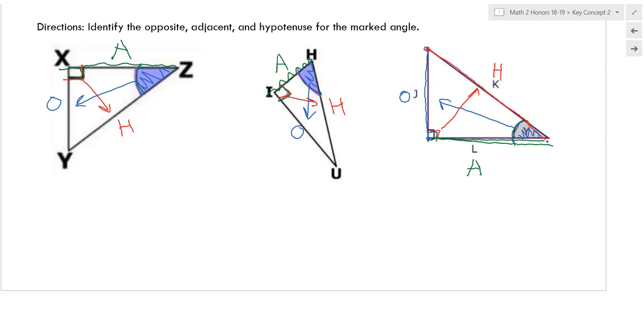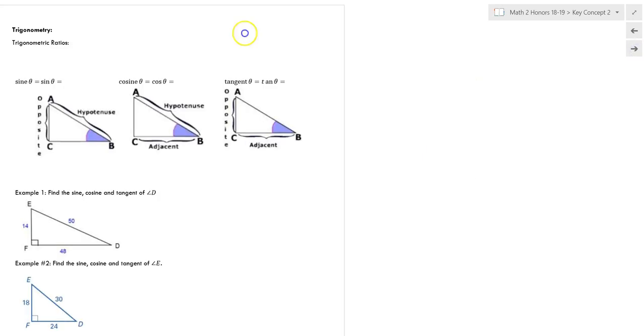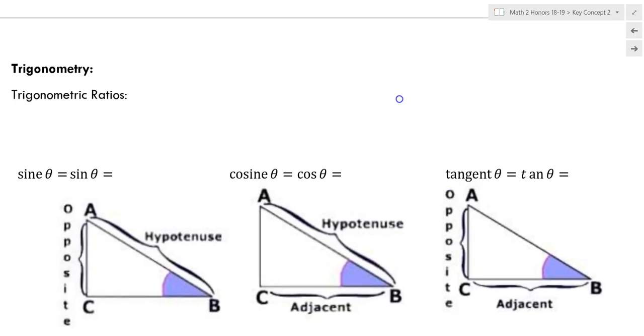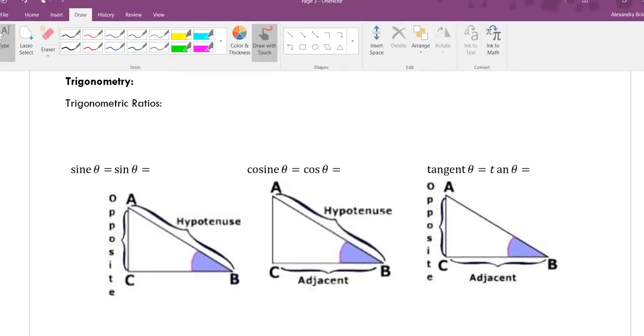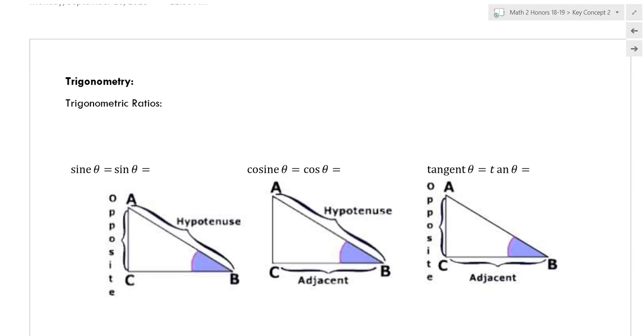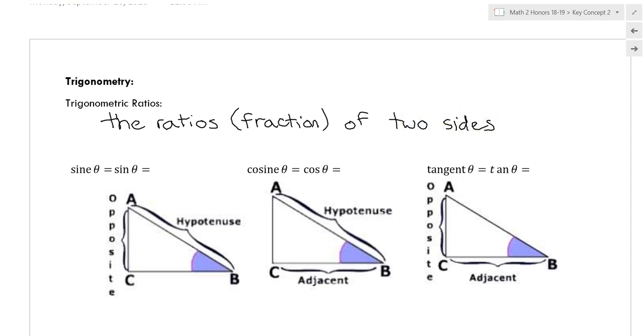All right. So then we are actually looking at what our trigonometric ratios are. Trigonometric ratios are simply the ratios of two sides of a triangle, and ratios are just writing two numbers as fractions.